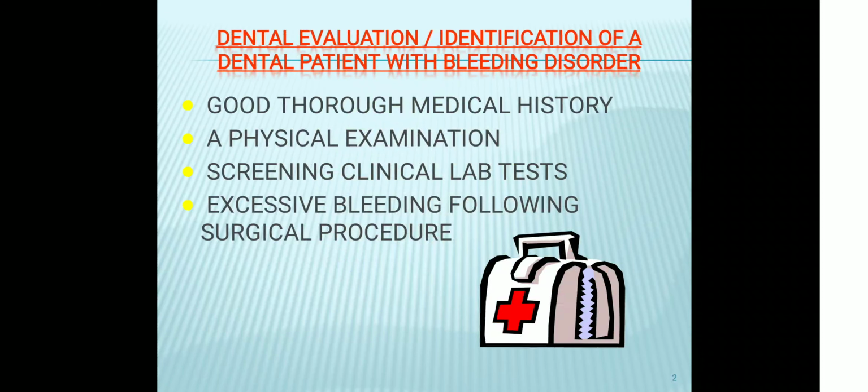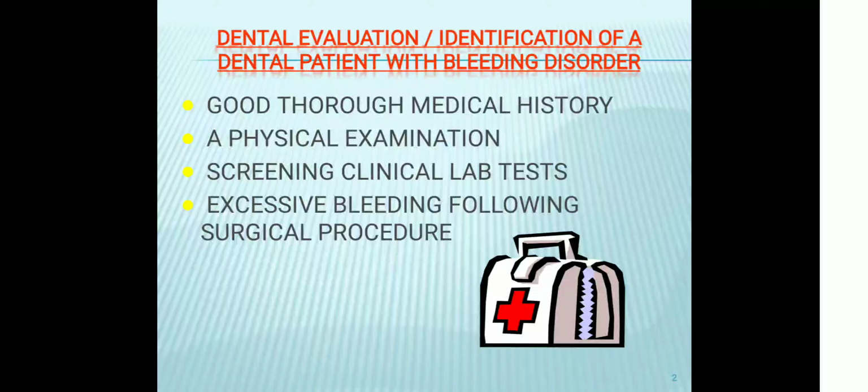Dental evaluation: a good thorough medical history regarding the disease, and a physical examination regarding petechiae, purpura, and ecchymosis should be taken. Screening clinical lab tests should be thorough. That means the prothrombin time, activated partial thromboplastin time, bleeding time, clotting time, and INR value. Excessive bleeding following a surgical procedure must be asked from the patient while taking the history.